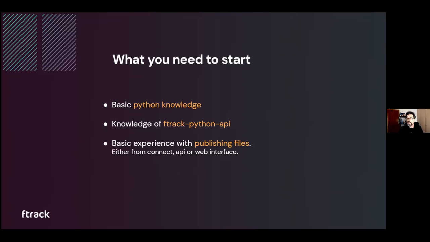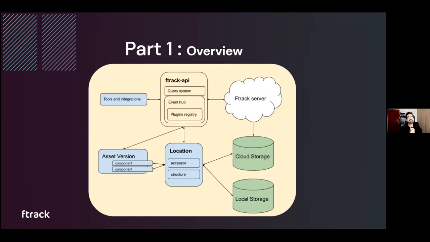Without further ado, let's get started. So let's start by having an idea of the top-down view on how the location system works in Ftrack. On your top left side, you have tools and integration. This can be Ftrack Connect Maya. It could be one of your actions. It could be any code that runs on top of our Ftrack API. The Ftrack API is what you can install from PyPI in any Python environment, Python 2.7 or Python 3 as well. But the most important thing is what this system is composed of.